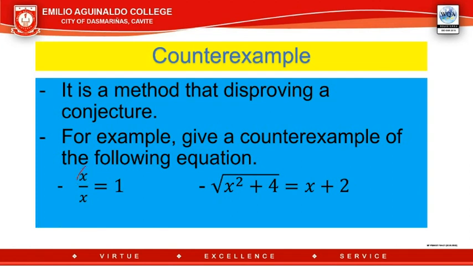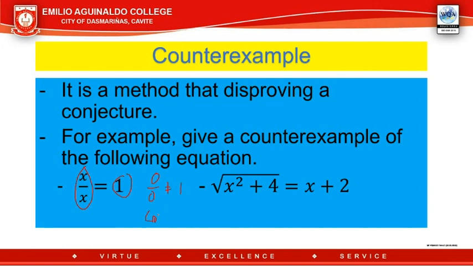Here, we can say that this one is really true? No, because any number divided by itself is also equal to 1. But what if that number is 0? Is 0 over 0 equal to 1? This is not equal to 1 because it is an indeterminate number. So we have to take note that if we divide x by itself, x must not be equal to 0 because it will give us an indeterminate number. It is our counterexample for this particular conjecture.